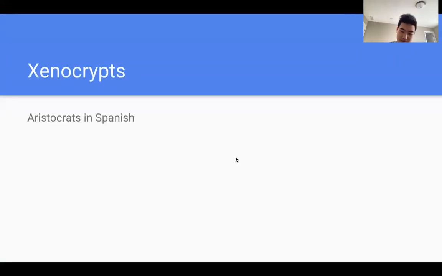Okay, so Xenocrypts, not really much to them. Aristocrats in Spanish. The nice thing is that they're either normal or they're hinted. They're not going to throw you like Xenocrypts with errors like they might do with aristocrats, because that might get to a point where it's not super solvable.